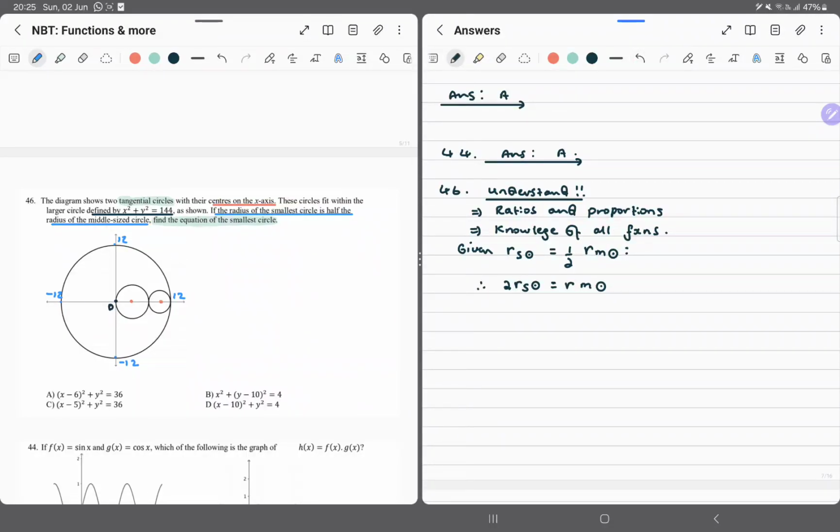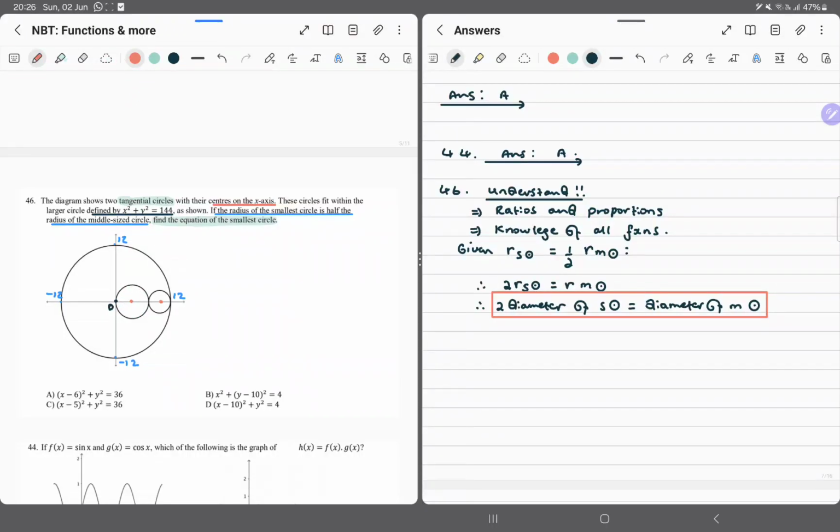I'm losing time. And if this is the case, this means basically 2 times the diameter of the smaller circle is going to be equal to the diameter of the medium circle. Okay, for me this is much better because it's easy to divide that distance into these diameters.